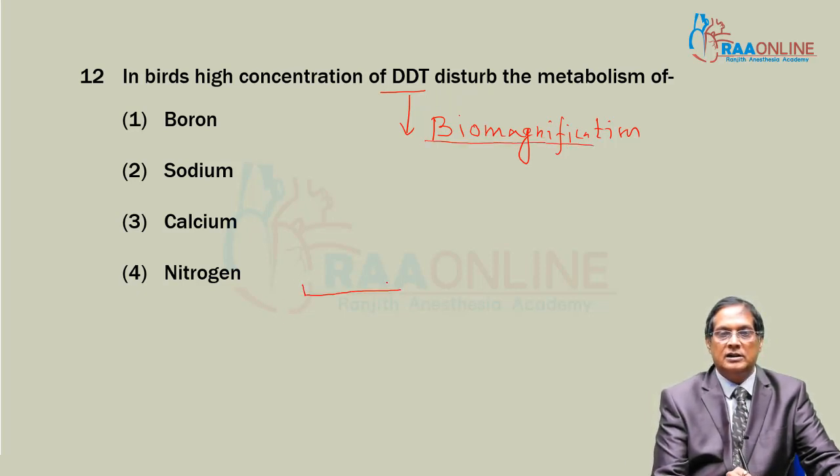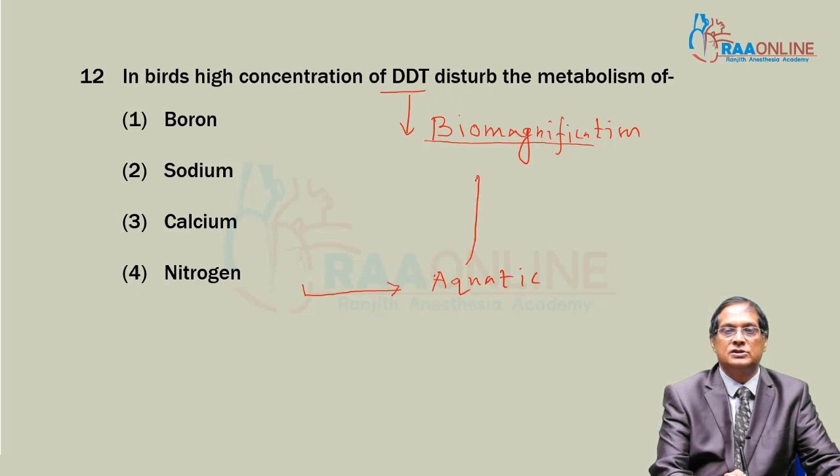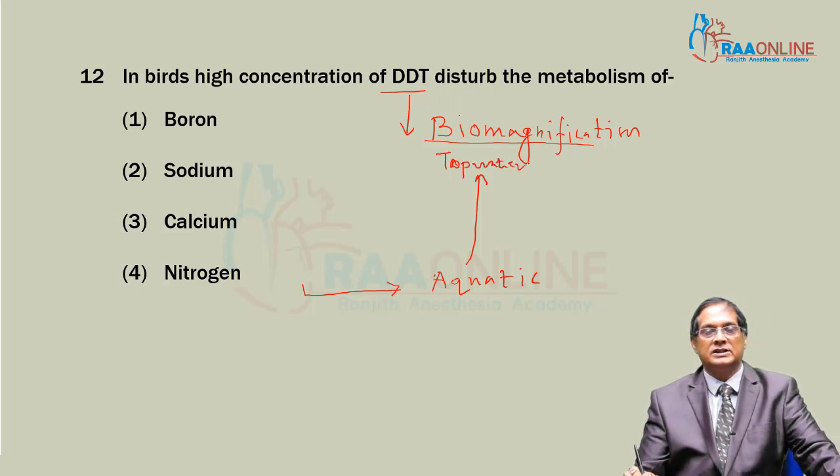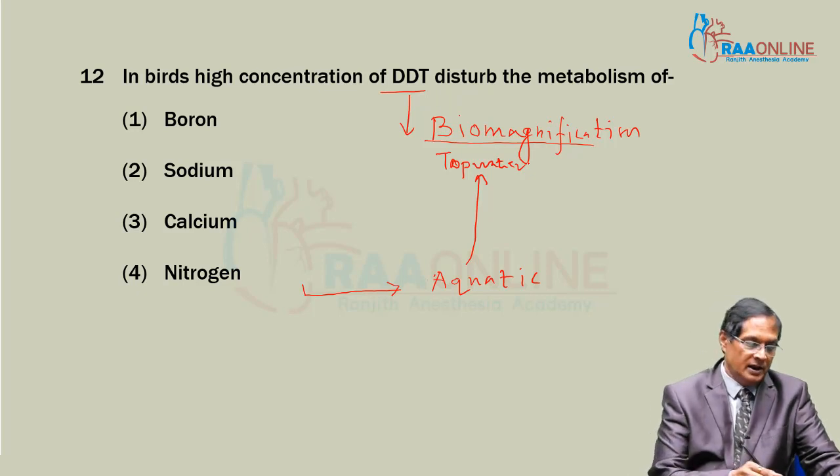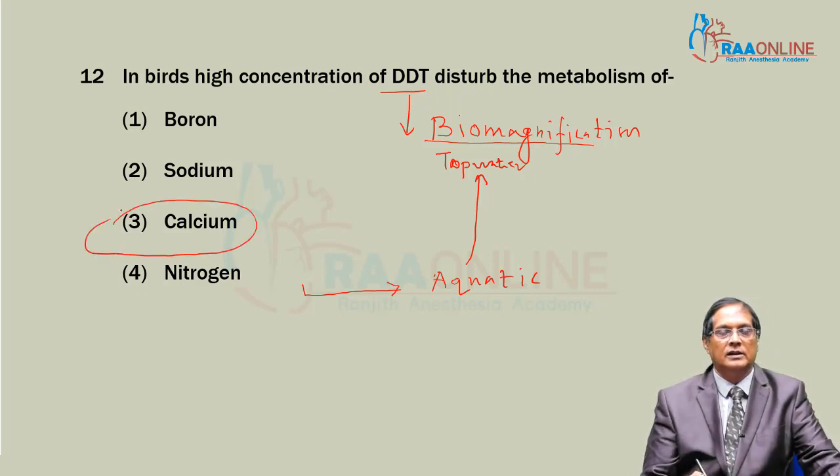It enters the food chain from aquatic plants. It is not degraded by any means and reaches the top consumer in the water body. Once it enters the food chain, it is finally accumulated, and a higher amount is accumulated at the top consumer level. This is called biomagnification. And it disturbs calcium metabolism, especially in birds.